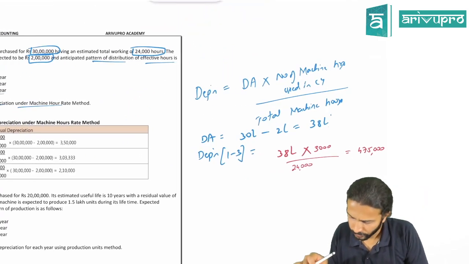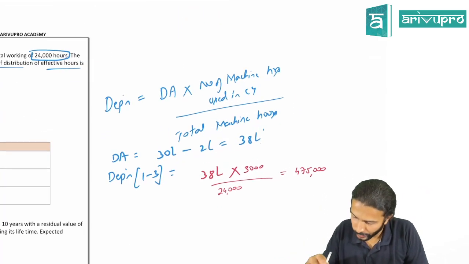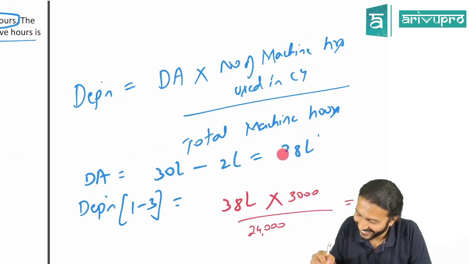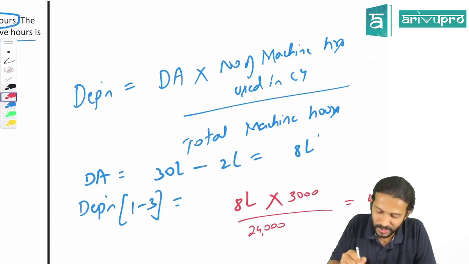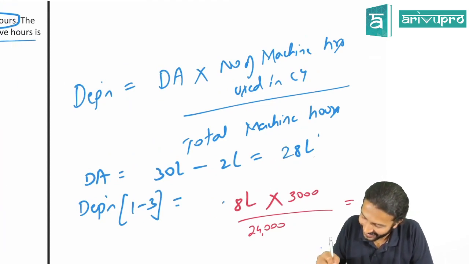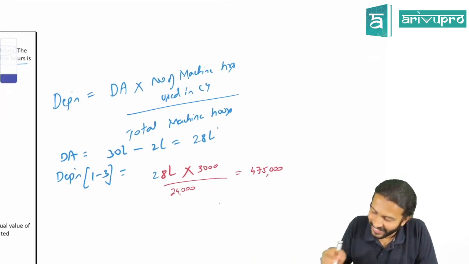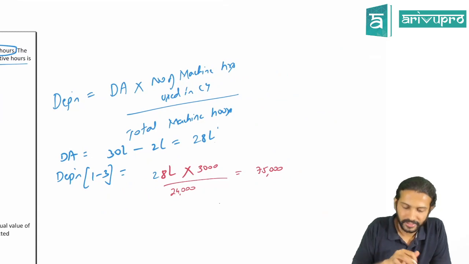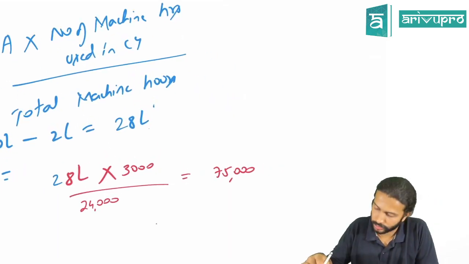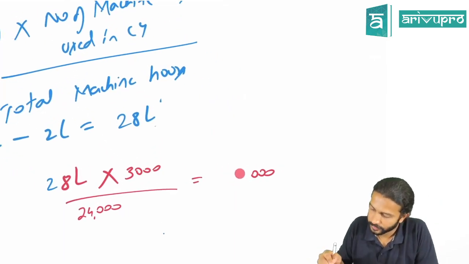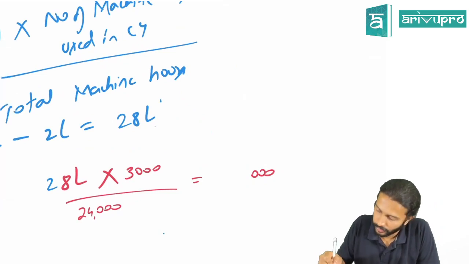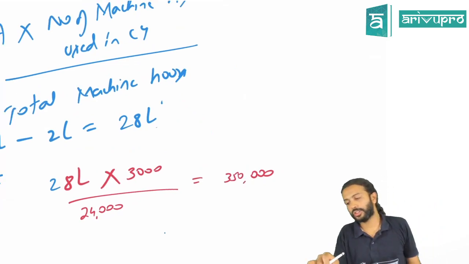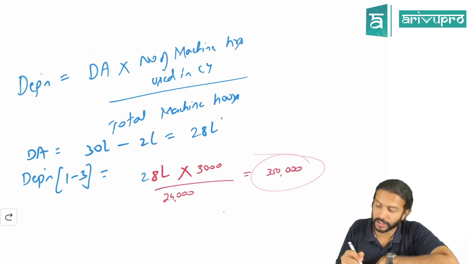475 or 350? 350. I did a calculation mistake. This is 28 lakh, I wrote 38 lakh. 30 minus 2 is 28 lakh. Now when we recalculate, 28 lakh into 3,000 divided by 24,000, we're going to get 3,50,000. Correct. 3,50,000 is my depreciation.